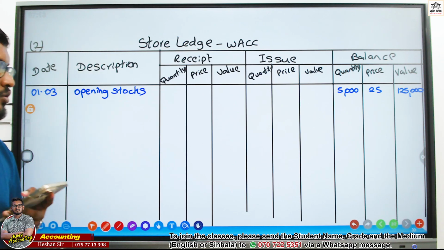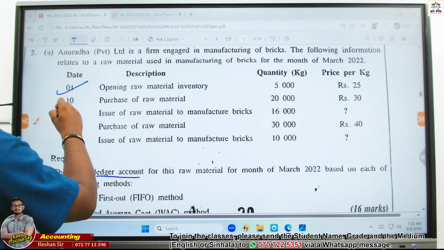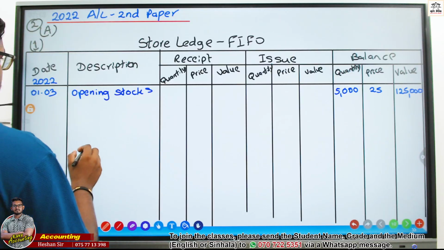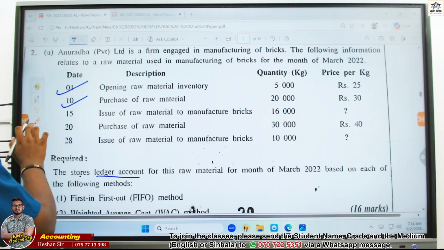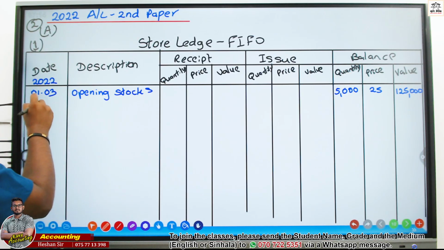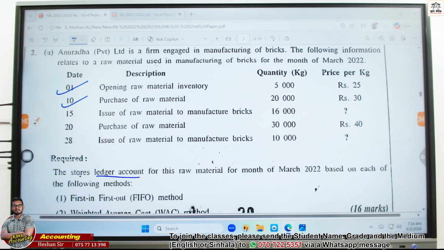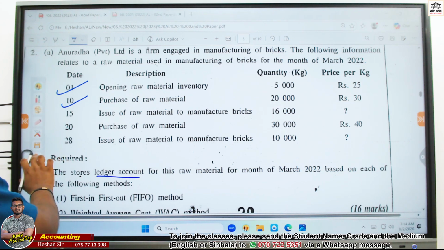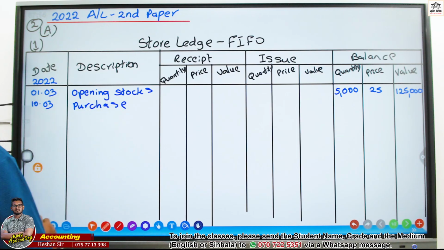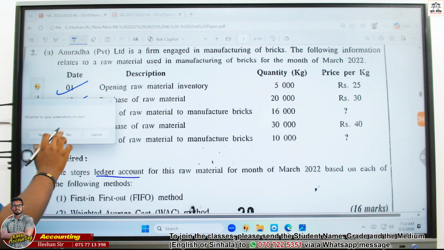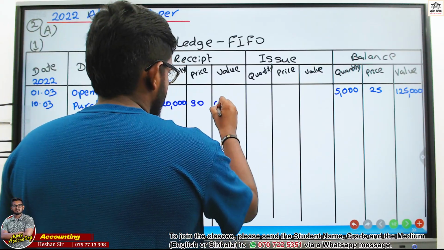Then next one, number two, purchase of raw material 20,000 at 30 each, right? So you can see that is 10th of March. Is it March or August? March, right? 10th of March. You can see purchase 20,000 at 30 each. The value is 600,000.